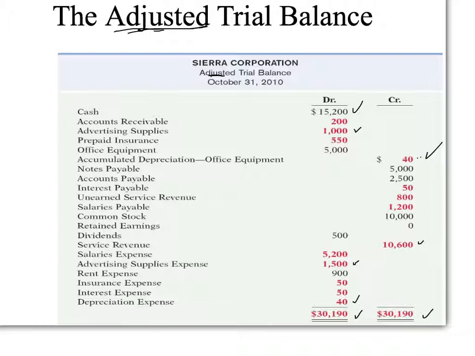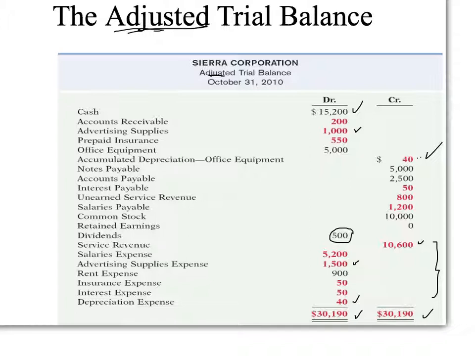It's at this point that the accountant is ready to prepare the financial statements, just like we did back in chapter 1. Simply put, you start off with the income statement. Revenue minus all the expenses. Then you have the retained earnings, which was 0. You add the net income to that, and you subtract any dividends, and there were 500 in dividends.